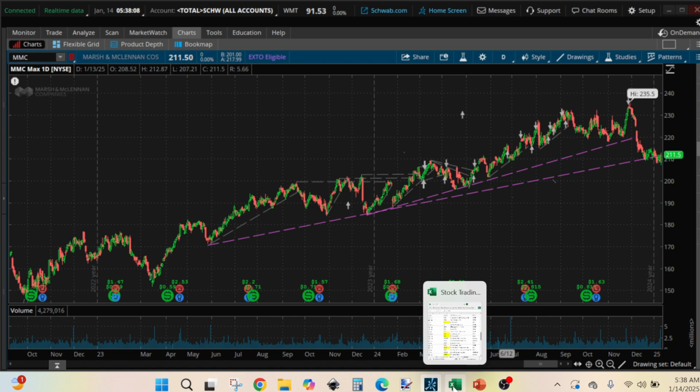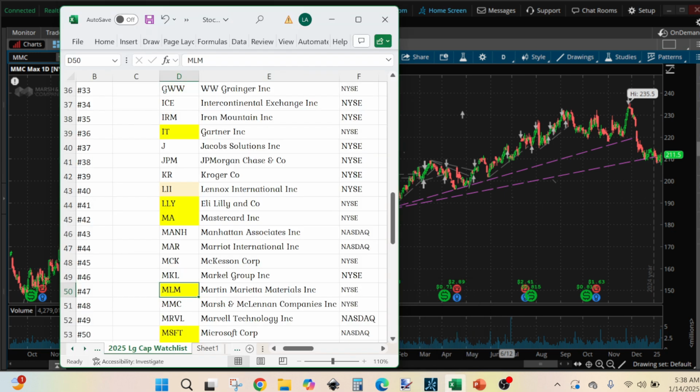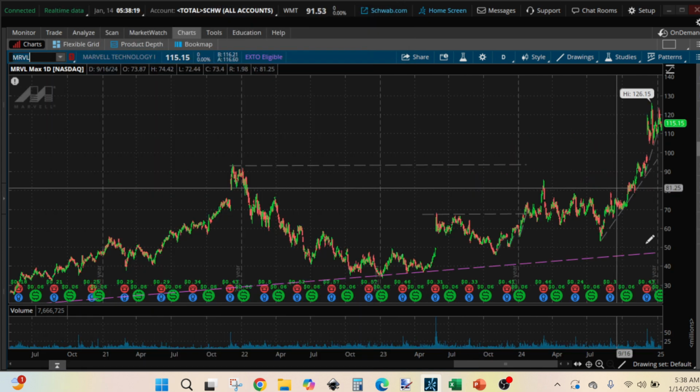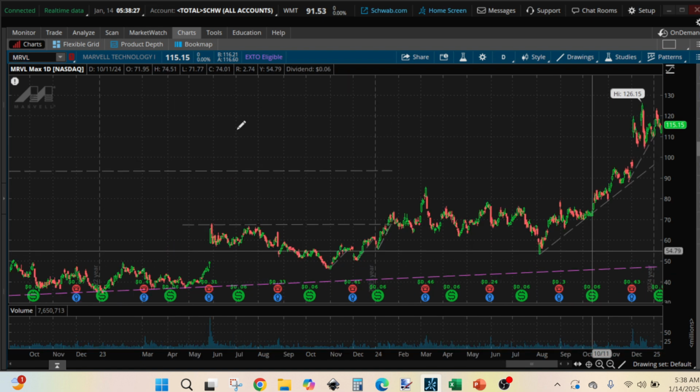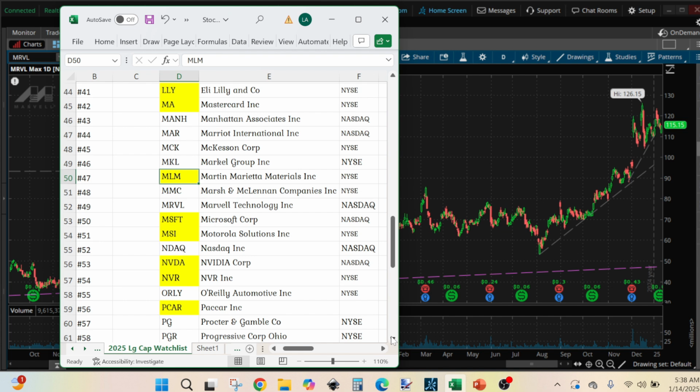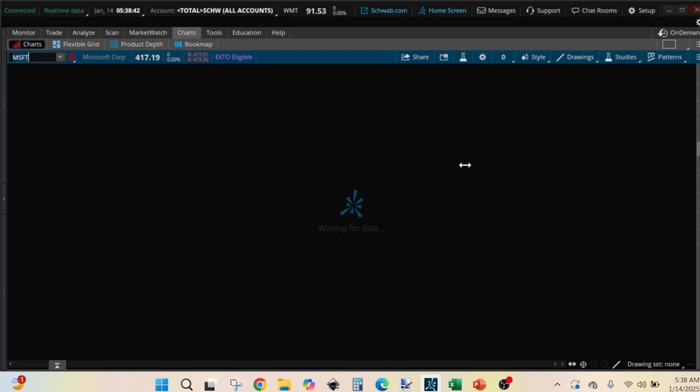The next one is MRVL. It is following this trend line, higher up, but we like to buy it down here, so we will wait. It's not going down just yet. The next one is MSFT, Microsoft. And we like to buy at this line, and right now it is somewhere here.